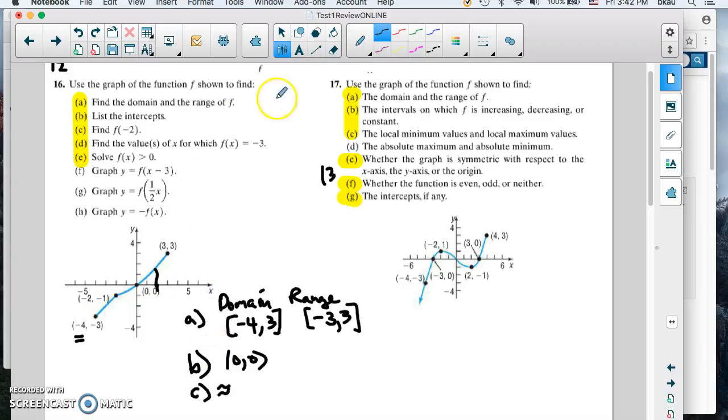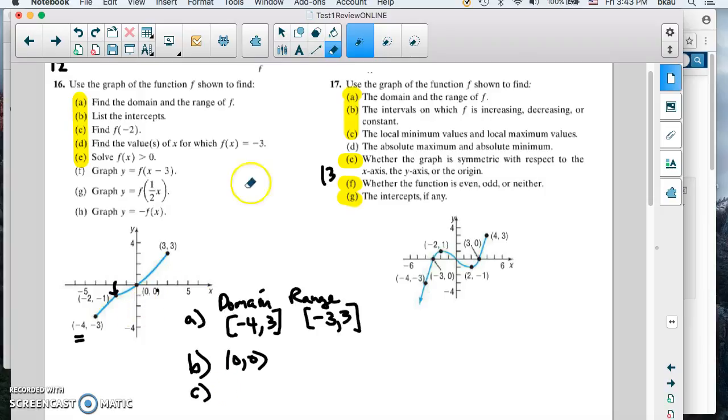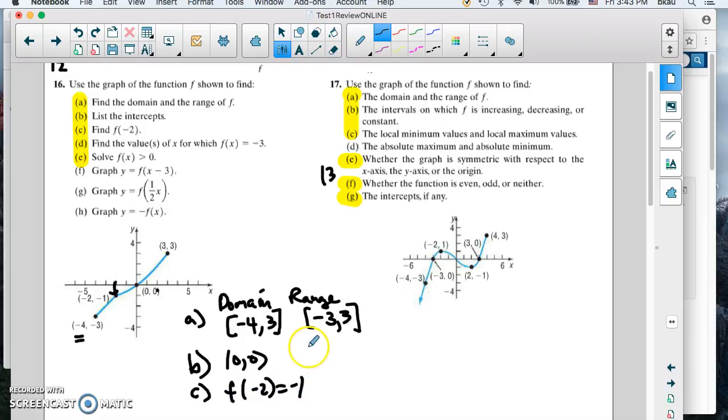Oh, we're reading -2, sorry. That's incorrect because that was +2. So for -2, we go over here, and that one gives us an exact value. So it's going to be exactly -1. So since the point is -2, -1, our f of -2 equals -1.